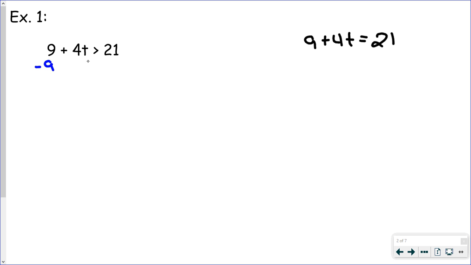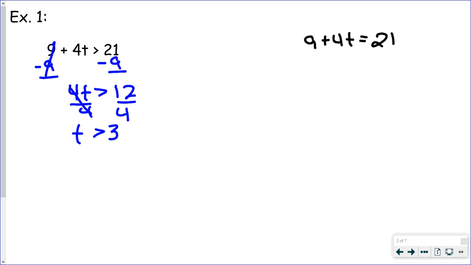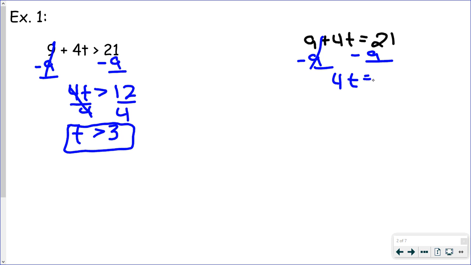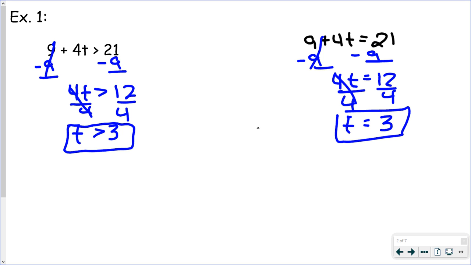So I'm going to subtract 9 from both sides. 9 minus 9 is 0. So now I have 4t is greater than 12. Divide both sides by 4. Those cancel out. And t is greater than 3. And that's it. That's your solution. So there was nothing different than if I had solved this. If I had solved this, I would have done minus 9 on both sides. I would have had 4t equals 12. Divide by 4. And t equals 3. So the only difference is that there's an inequality symbol instead of an equal sign.